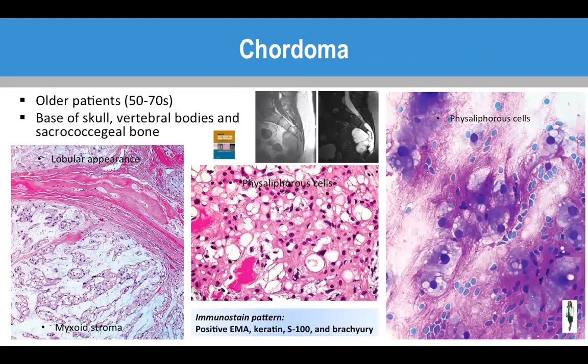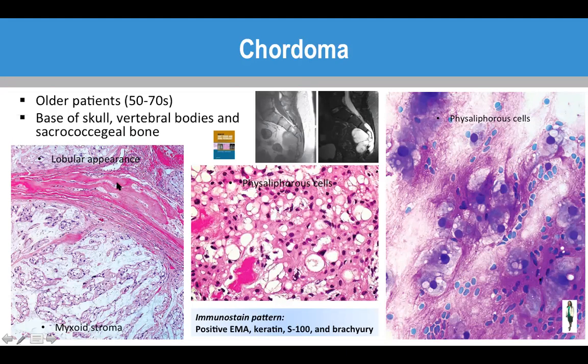So now let's change to the fourth type of sarcoma, chordoma. This tumor, you remember when we did the most common tumors, you didn't see it because it doesn't really occur in the extremity. Usually it occurs in the older patients, 50 or 70 years of age. The typical locations are base of skull, vertebral bodies, and the sacrococcygeal bone. So this is a case of sacrococcygeal bone.